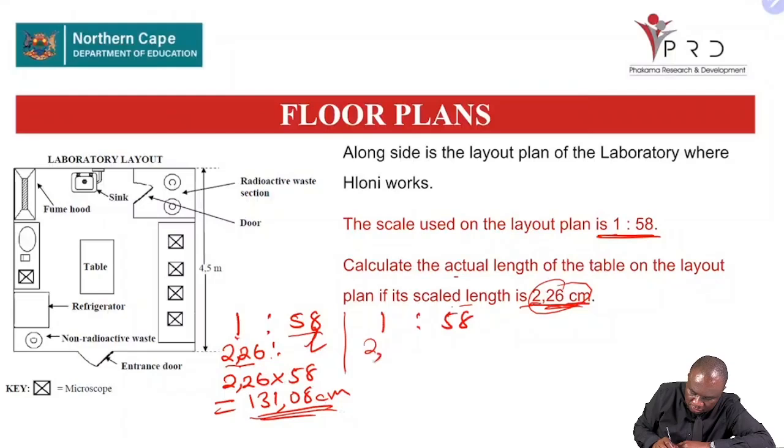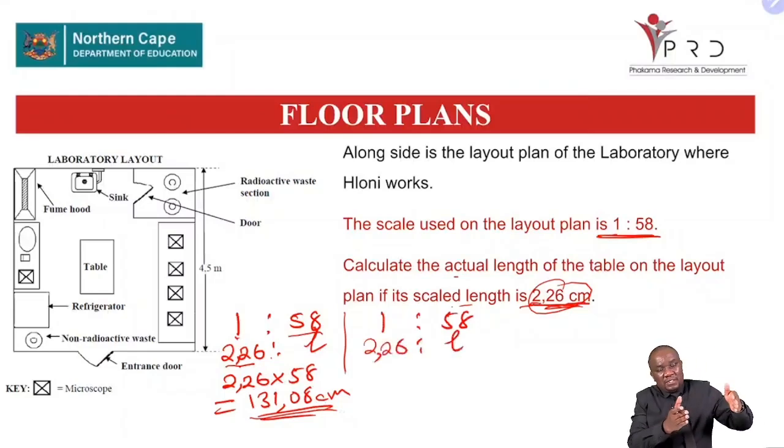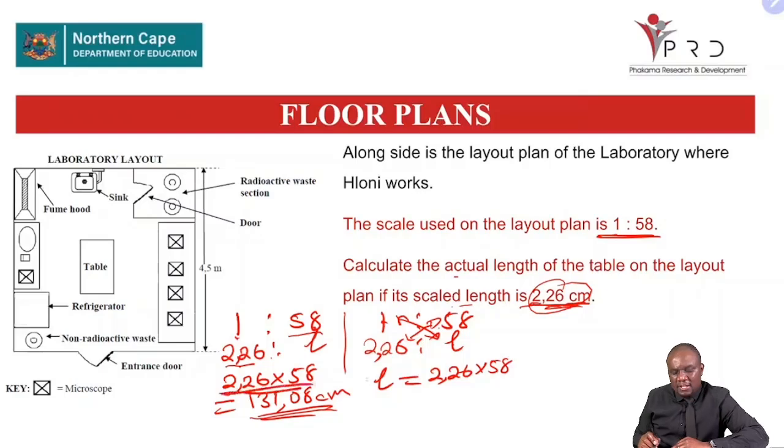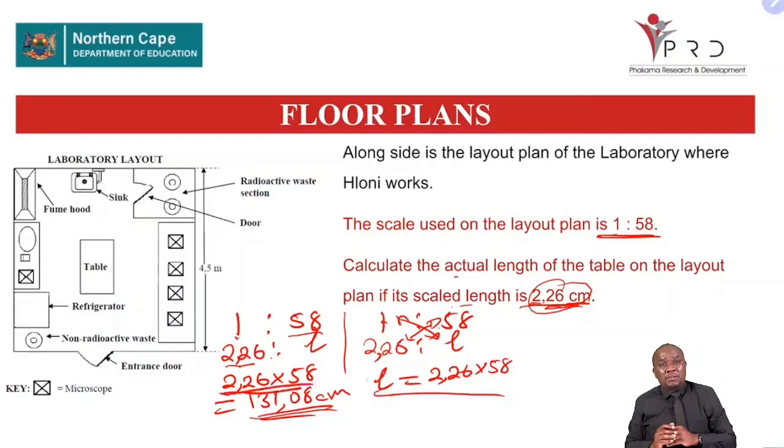Like I said, you can just cross multiply. 1:58, then 2,26 is to the length. Make sure that the distances on the map are on one side and the actual on the other side. Then cross multiply. 1 times length is 1 length. And then we have 2,26 times 58, which is what we did here. You see that? So if you just cross multiply, you'll never go wrong. Okay.